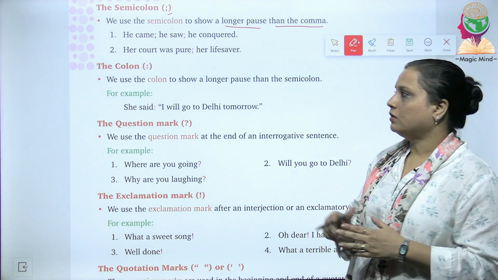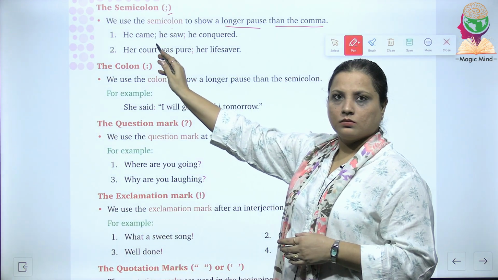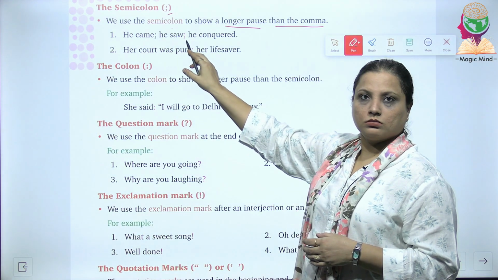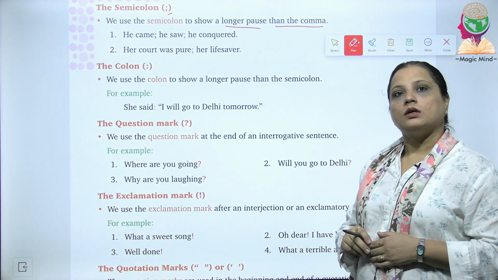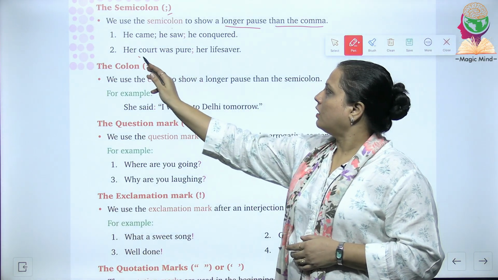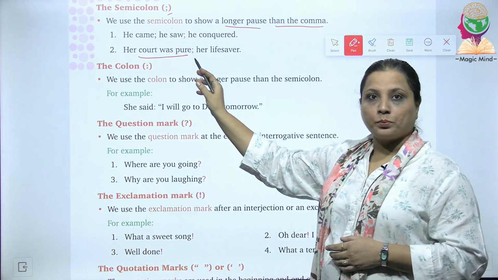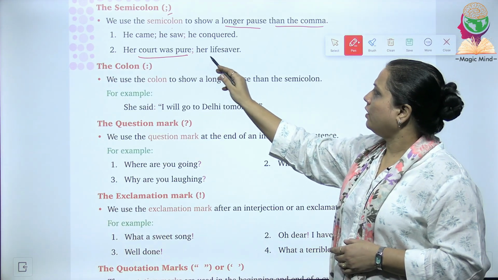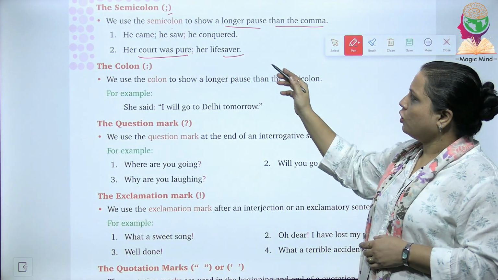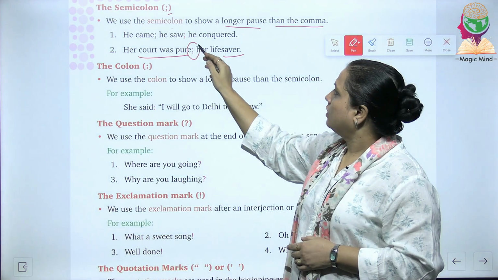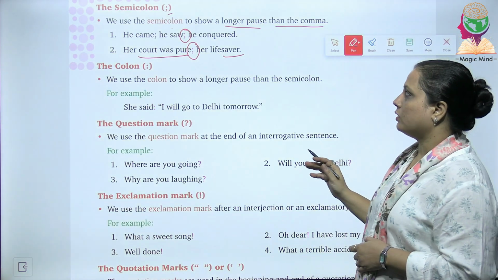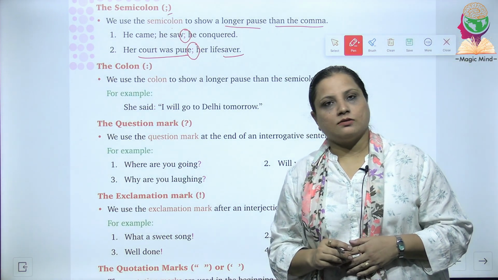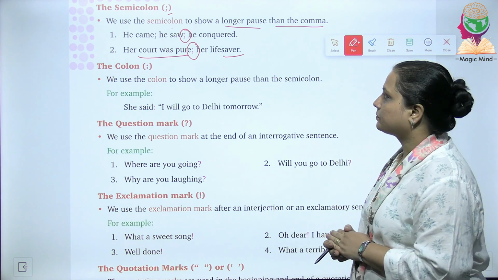For example, he came, he saw, he conquered, and a full stop. The next sentence is, her coat was pure, her lifesaver. So, if we are using a longer pause, then we put a semicolon for expressing ourselves in the sentence.